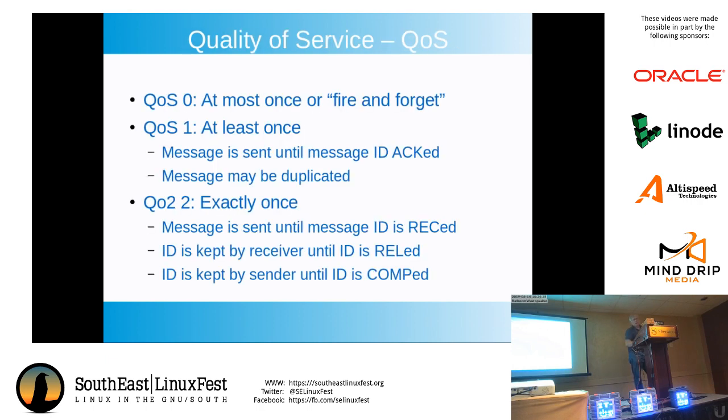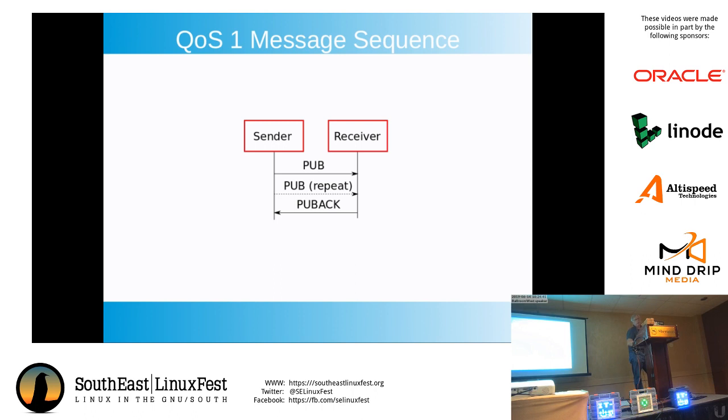They have at least once, and at least once means that the message is going to get acknowledged. If it's not acknowledged, the sender will keep on sending. When I'm talking about a sender, that can either be the client going toward a receiver, which is the broker, or it can be the other way around, where the broker is sending to a client. So this diagram works both ways. So again, you publish until you receive an ACK if you're on level one.